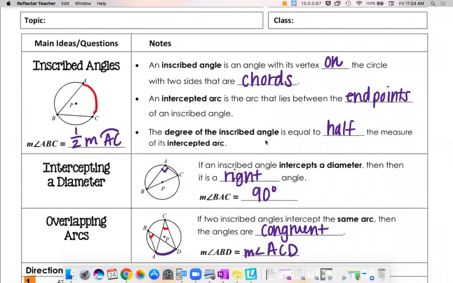And then the degree of the inscribed angle is equal to half the measure of its intercepted arc. So if you look at this measure of angle ABC, that's your inscribed angle, it would be half of whatever this measure of arc AC is. So if I said this arc was 24, then this angle would be 12. So your inscribed angles are always half.